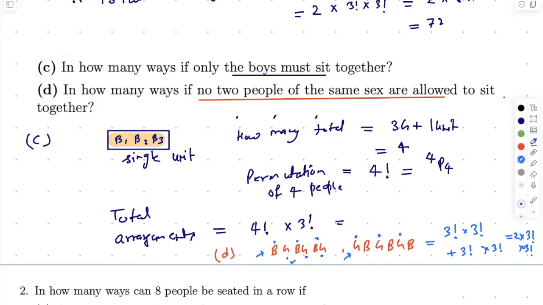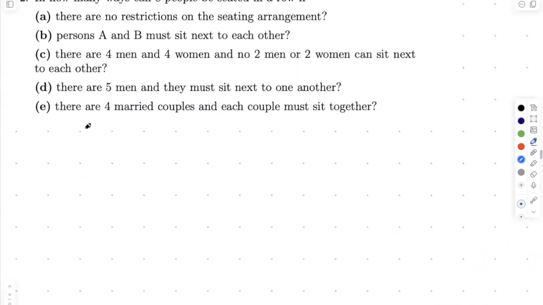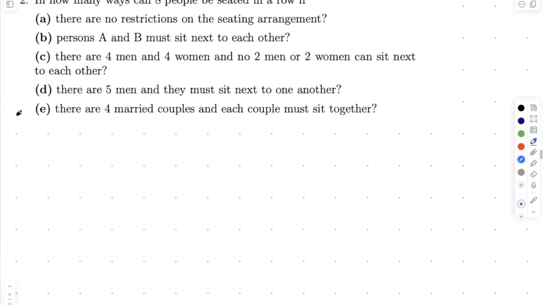Okay, so this is how we have discussed question number 1 given in the practice questions. If there is any doubt, you just let me know. Okay, no doubts are there. So let us try similar types of questions.